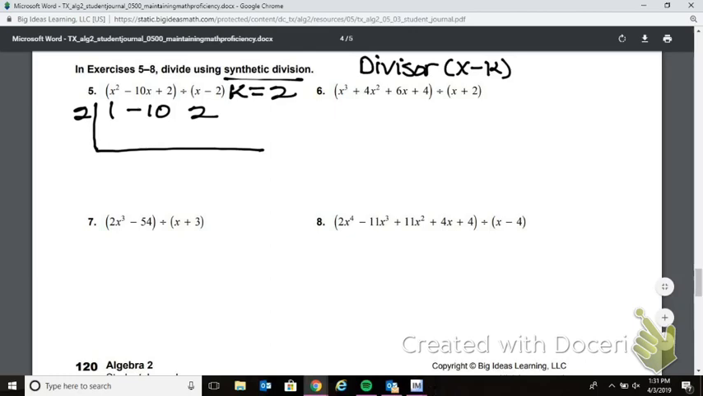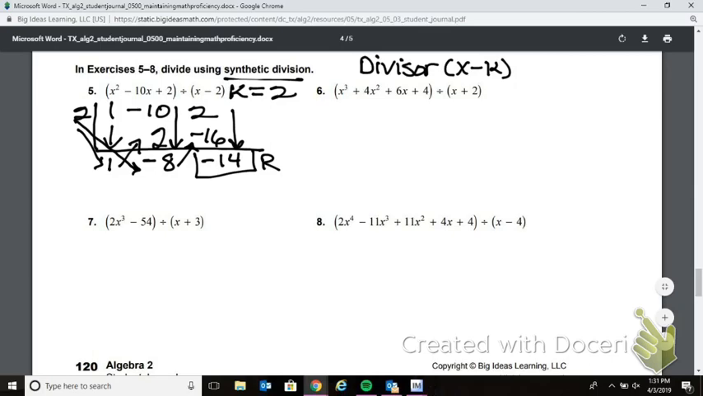Okay, ready? Step 1, you bring your first number down. Then you multiply 2 times 1, put your answer here, it's 2. Then you combine vertically, negative 10 plus 2 is negative 8. Then you multiply again, 2 times negative 8, put the answer here, negative 16. Combine vertically, you get negative 14. Now the last number is always your remainder. If it's a 0, then there's no remainder and it goes in evenly, right? This one does not go in evenly.